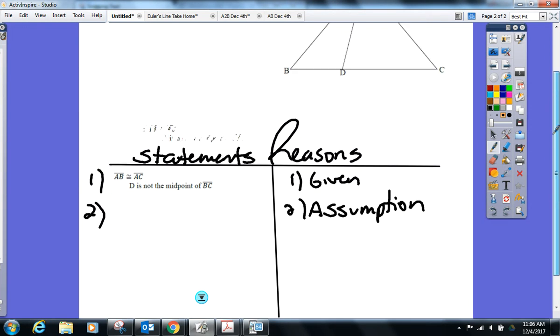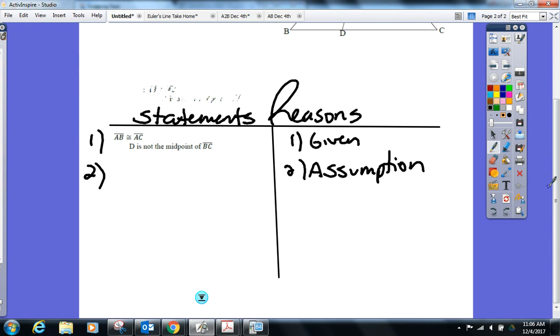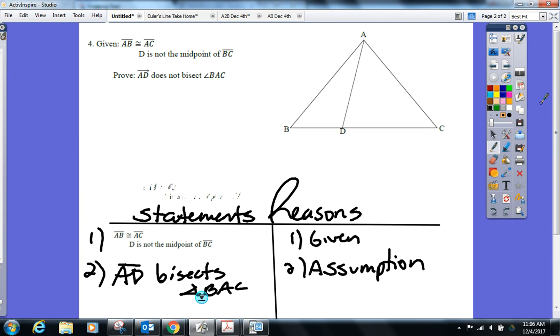So the opposite of what I'm trying to prove is AD bisects BAC. So AD bisects angle BAC. Now you can use that as a given. Please remember that. Use it as a given. All right, let's look up here. Your goal is to contradict a given. I gave you 2 of them. Which one is going to be easier to contradict?